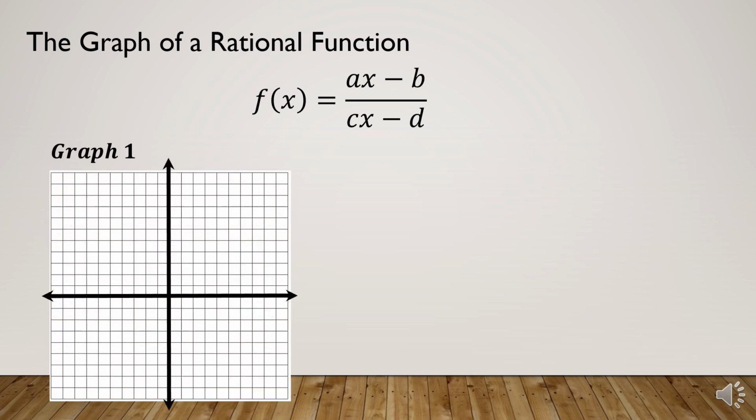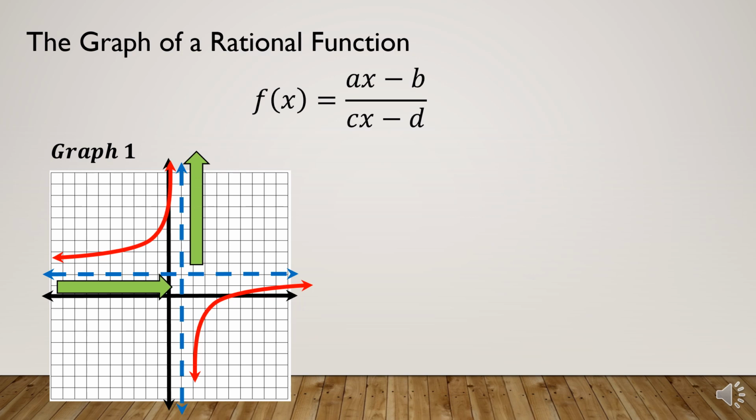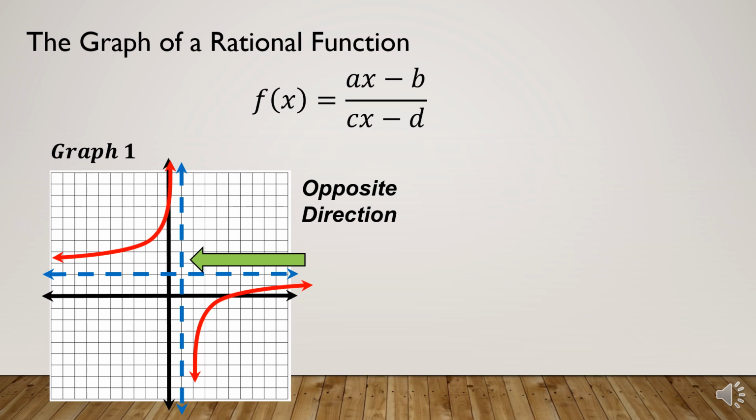In the first graph, let us now observe the behavior of the graph on both sides of the vertical asymptote. As the values of x are getting closer and closer to the vertical asymptote, the values of y are increasing without bound. On the other side, it must be the opposite direction. As the values of x are getting closer and closer to the vertical asymptote, the values of y are decreasing without bound.